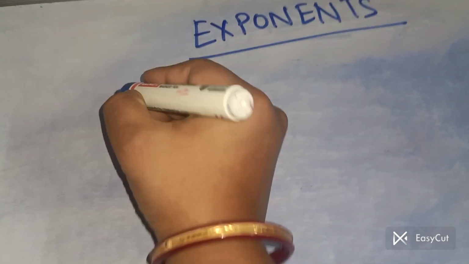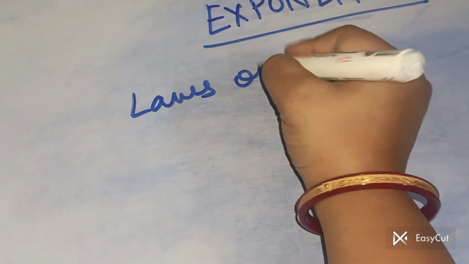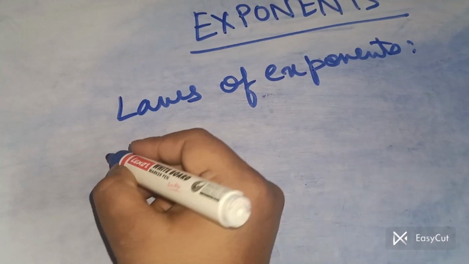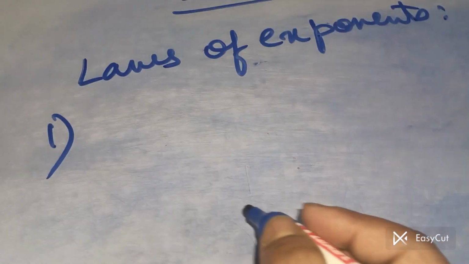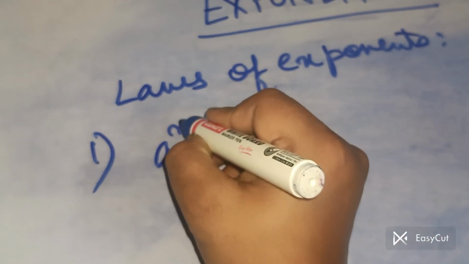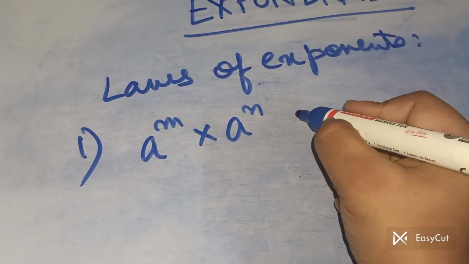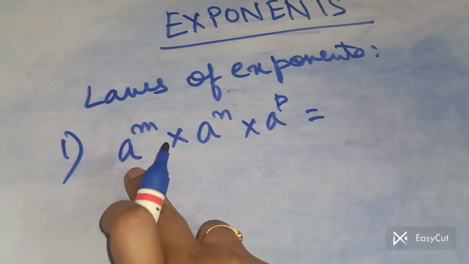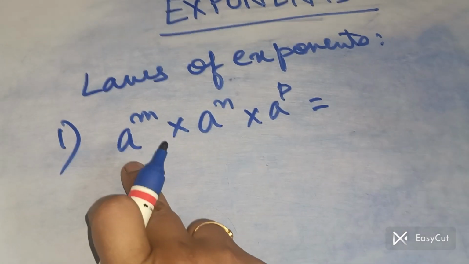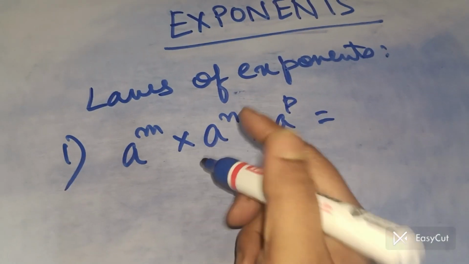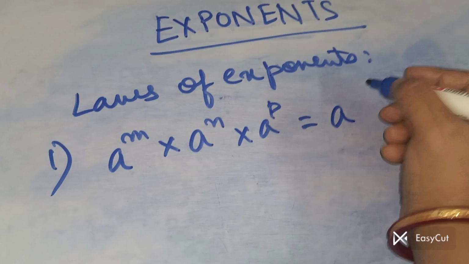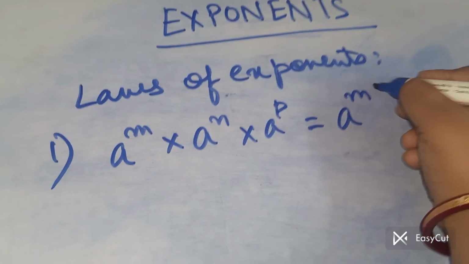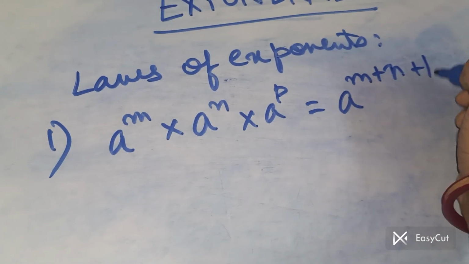Let's discuss the laws of exponents. The first law states that suppose a to the power m into a to the power n, or a to the power, suppose, p, whatever. All the bases are the same. Here the bases are a, and the powers are different. When the bases are the same and they are in multiplication form, we can add the powers: m plus n plus p.